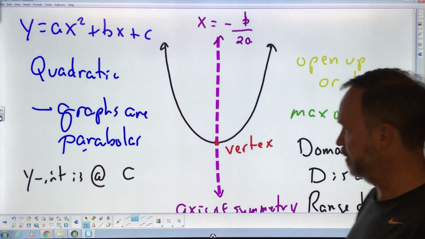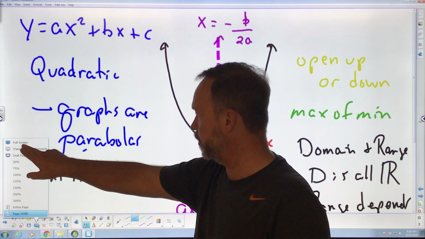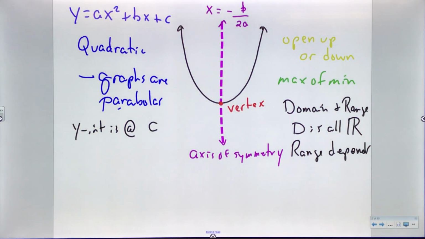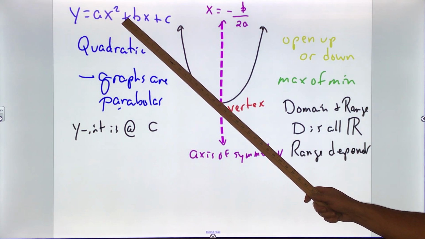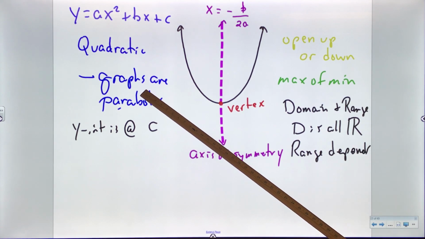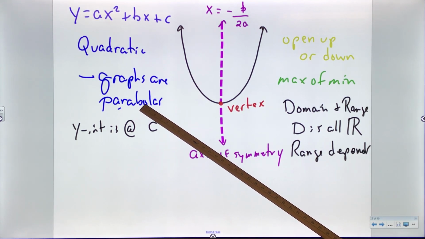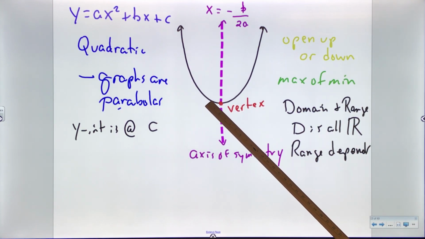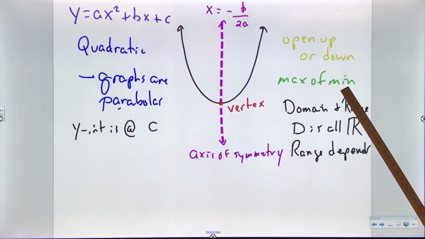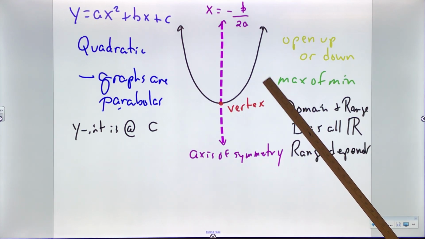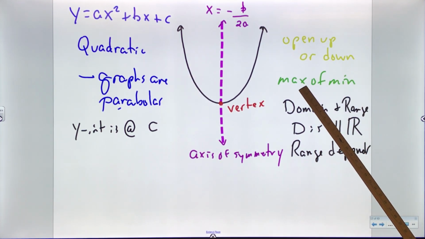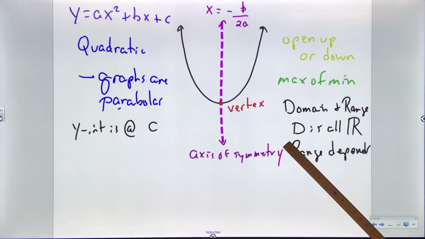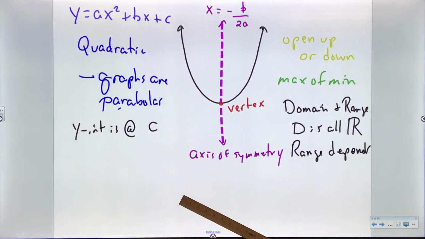All right, so let me put this in a different form so we can see it all at once. The bigger picture is we have this quadratic form, and these graphs are parabolas. They'll either open up or open down. If they open up like this one does, there's going to be a minimum point at the vertex. If they open down, then there'll be a maximum point at the top, where the vertex is.